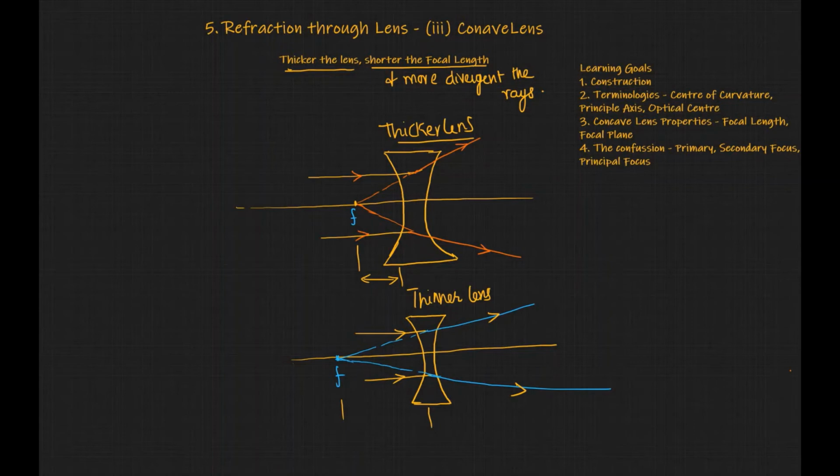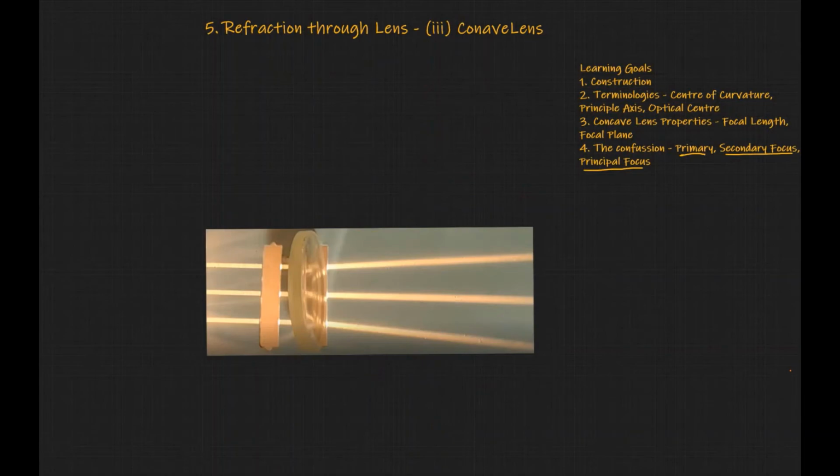All right, so with this perception, now let's move to the idea of what is a primary focus, a secondary focus, and a principal focus in the context of a concave lens. The definition of a secondary focus is, if you have rays coming in from the left, which is usually the convention for all the ray diagrams that we will use, the place where these rays meet is called the secondary focus. That's the definition we used in convex lens, and we use the same definition.